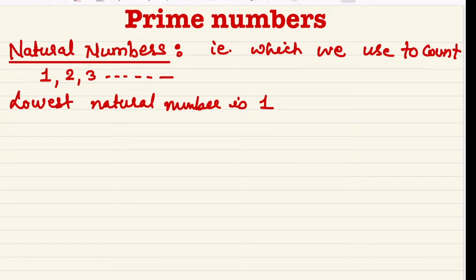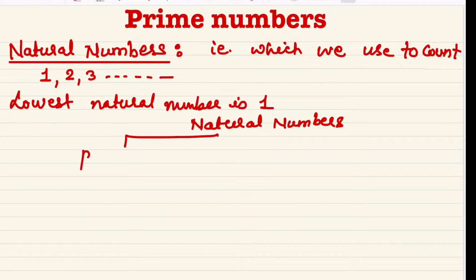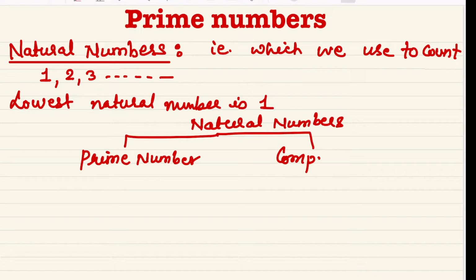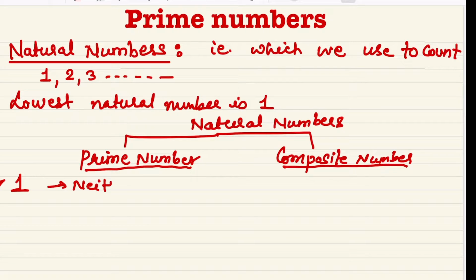Now the natural numbers are divided into two types of numbers. One is prime number and the second one is composite number. Except one, there are two types of natural numbers: one is prime number and the other is composite number. It means one is an exception, neither prime nor composite.